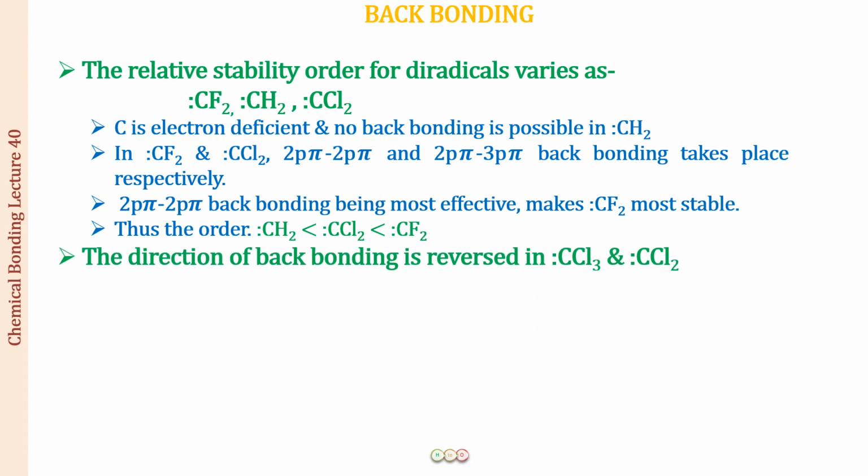Well, this is going to be a relation of these two actually. That is why this is just one example. The direction of back bonding is going to be reversed in CCl3 and CCl2. Why? Just think about it. So these are the two structures that we have. We have a CCl3 and we have a CCl2.